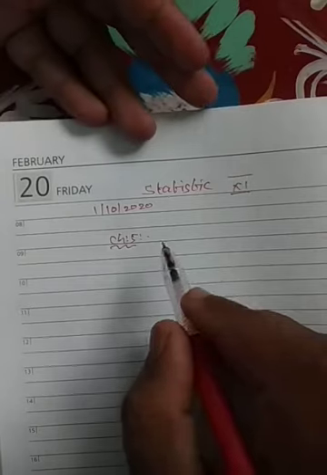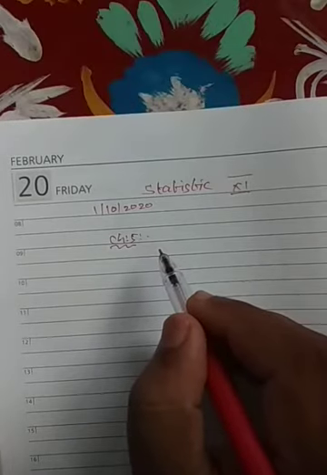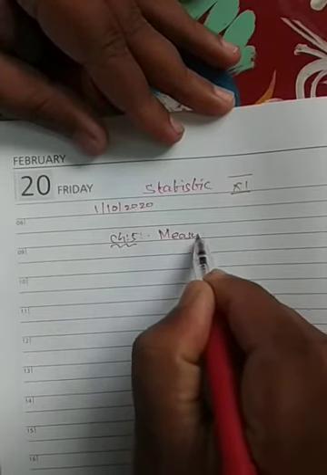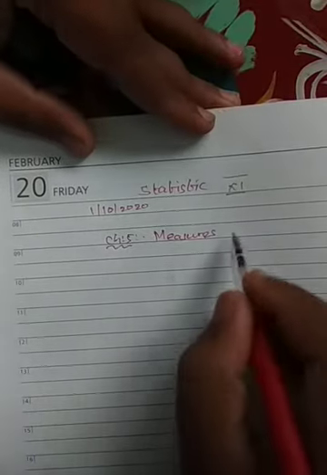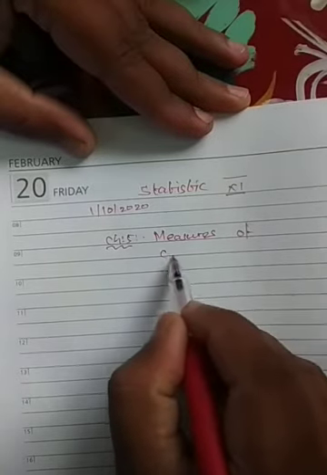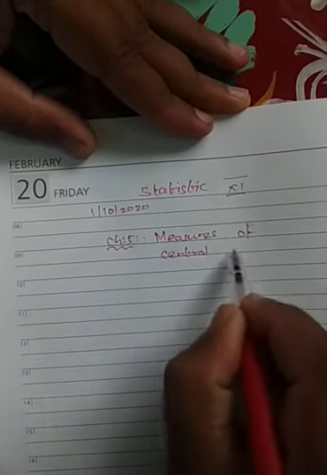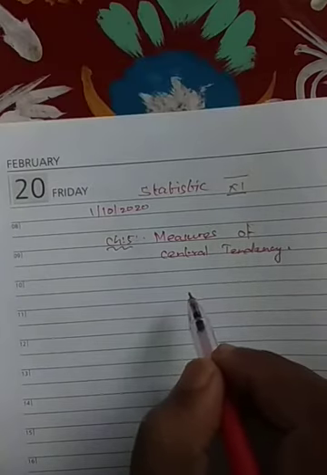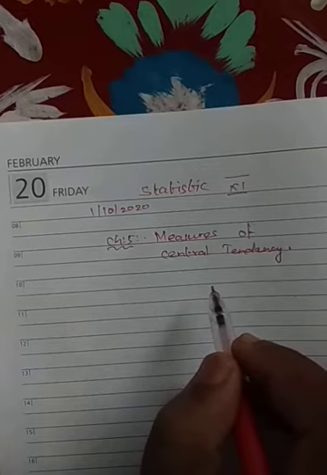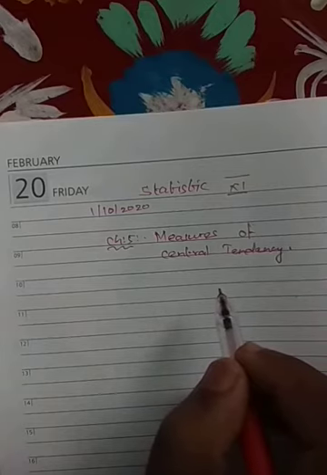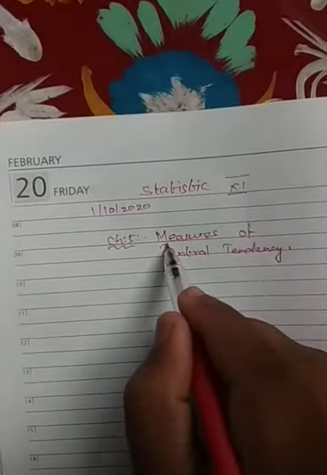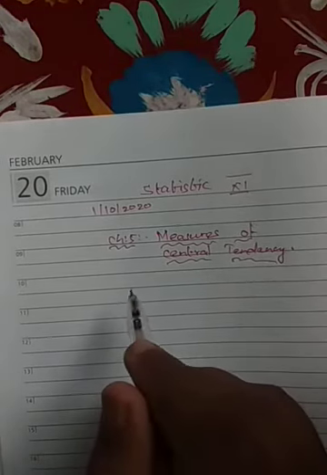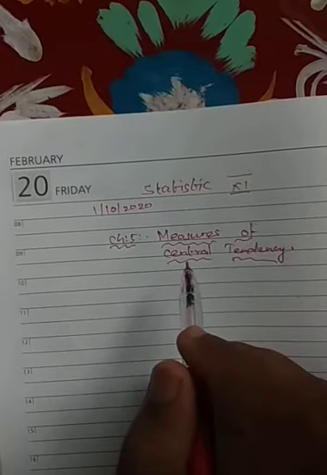Okay. In chapter 5 the topic is measures of central tendency. In measures of central tendency, what we are going to see, first of all we must know what is measures of central tendency. Central tendency means we need to find the mid value.